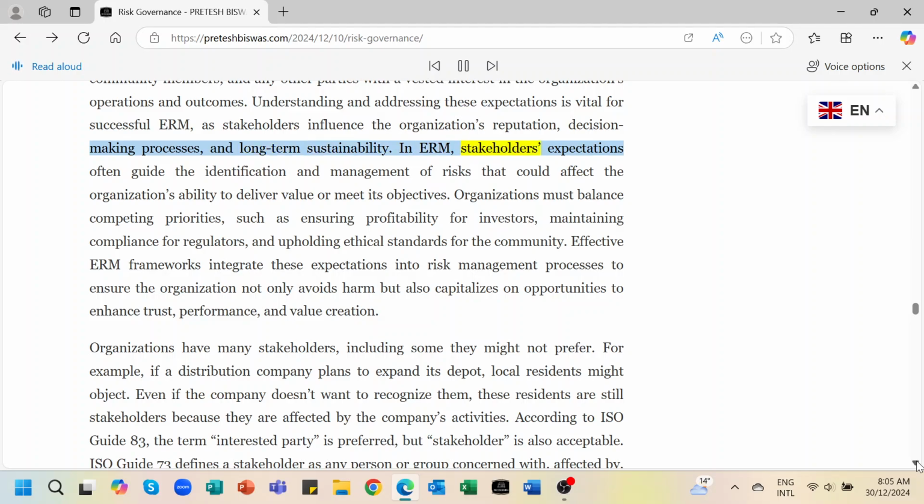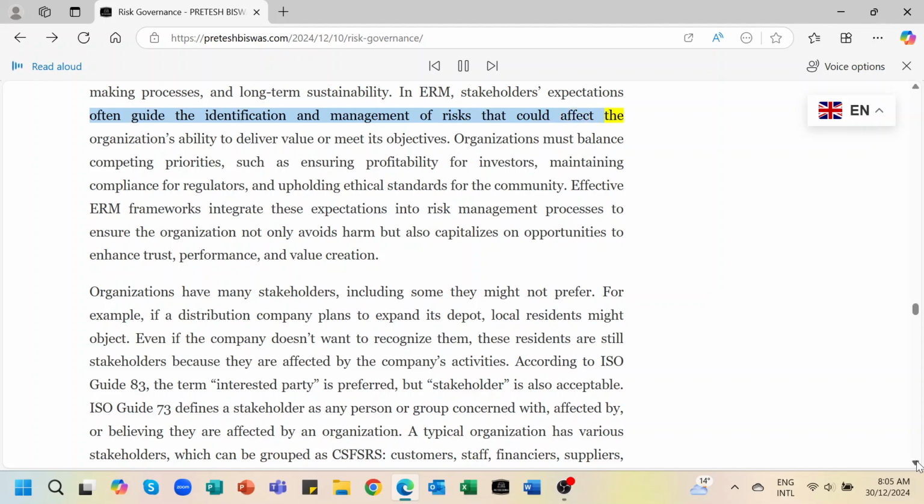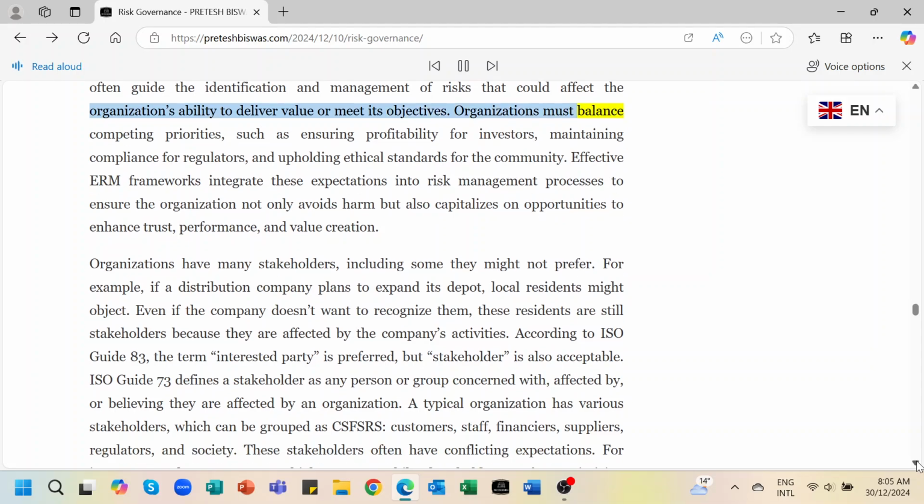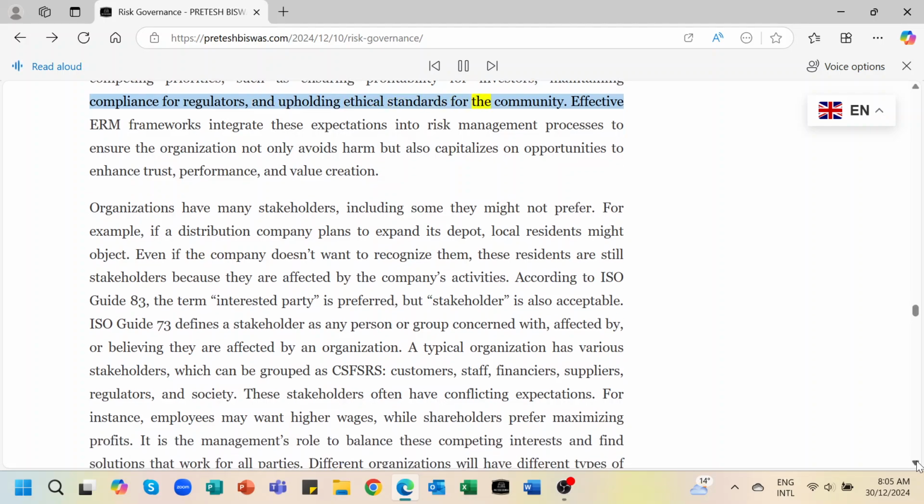In ERM, stakeholders' expectations often guide the identification and management of risks that could affect the organization's ability to deliver value or meet its objectives. Organizations must balance competing priorities, such as ensuring profitability for investors, maintaining compliance for regulators, and upholding ethical standards for the community. Effective ERM frameworks integrate these expectations into risk management processes to ensure the organization not only avoids harm but also capitalizes on opportunities to enhance trust, performance, and value creation.